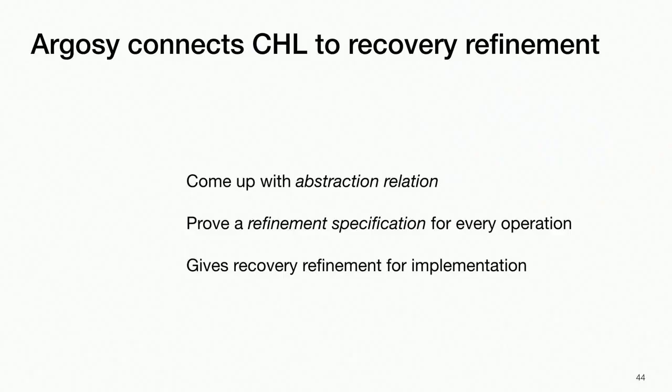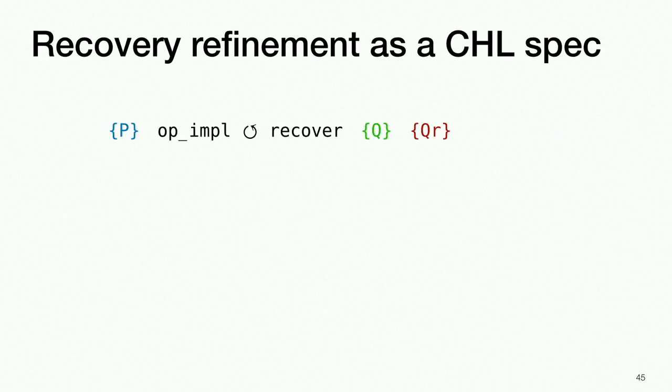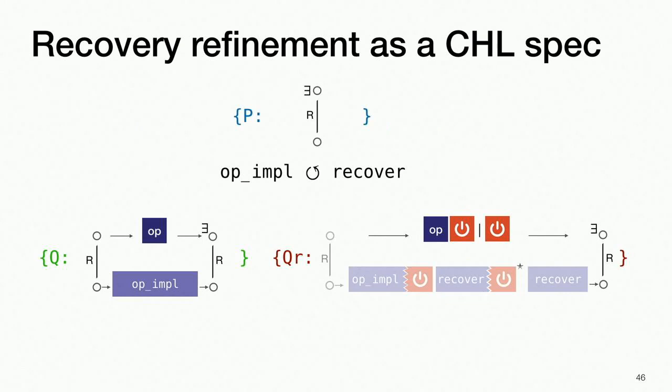And all we really had to do in Argosy is connect Crash Hoare Logic to recovery refinement. We still need an abstraction relation. And then all we actually need is to prove a particular Crash Hoare Logic recovery specification using the standard techniques of Crash Hoare Logic. And these will encode recovery refinement. And I'll just show that graphically.